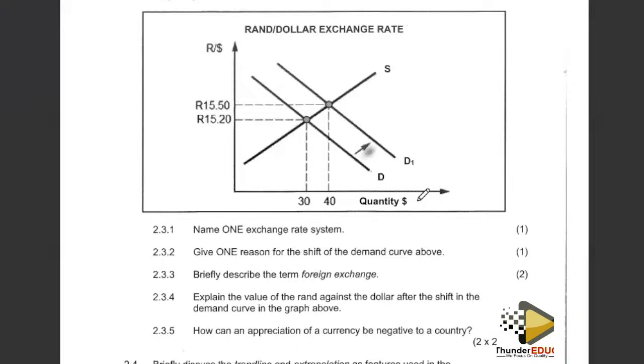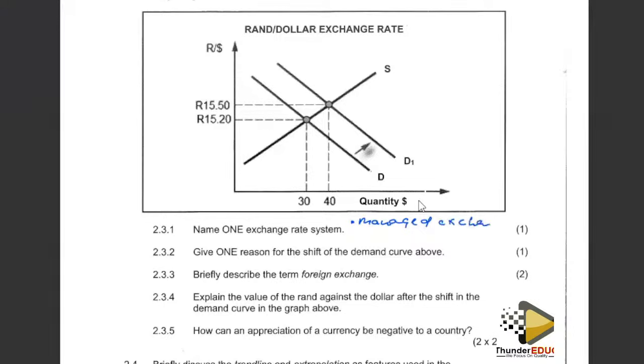Now let's check the first question, which is 2.3.1. Name one exchange rate system. Remember, guys, we have different types of exchange rate system. We have the exchange rate system where it is being managed, meaning we have the managed exchange rate system. We also have what? Free floating exchange rate system. We also have fixed managed exchange rate system. Okay, right. Now we are saying that we need one, so we can just select from the three that I gave. Let's take managed.